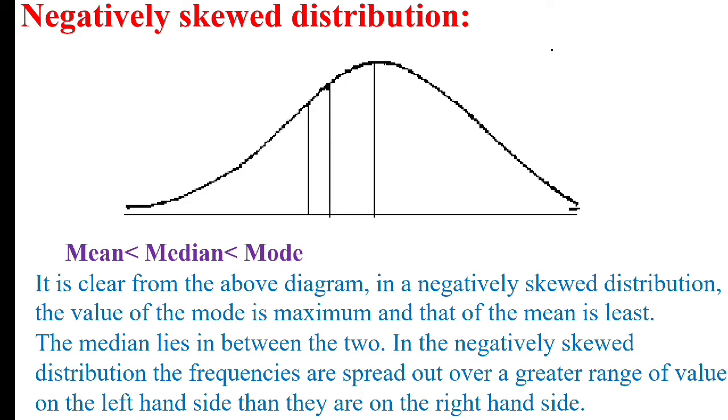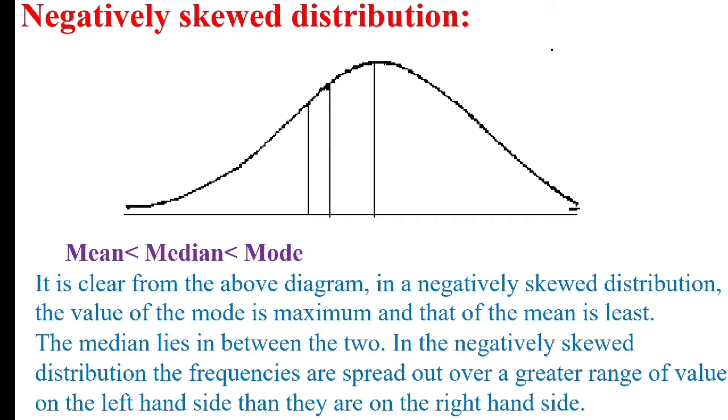Negatively skewed distribution. Here the left side will be skewed. That means it is not in a proper bell-shaped curve, as is clear from the board diagram. In the negatively skewed distribution, the value of the mode is maximum. So the mean is less than the median, and the median is less than the mode. The median value is between the mean and the mode. Here the mode value is greater than the mean.